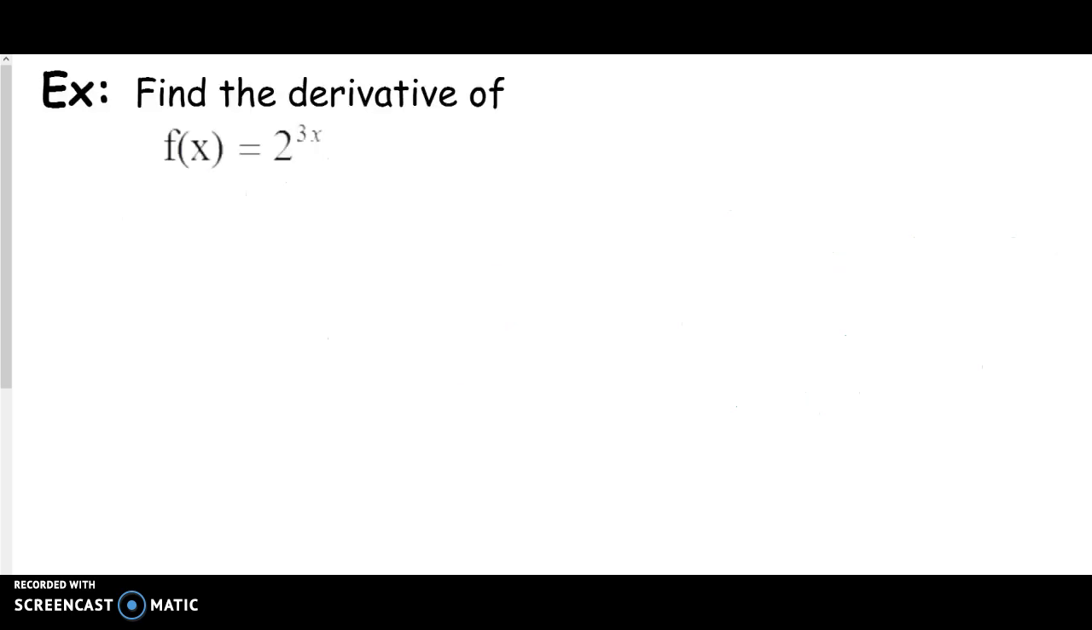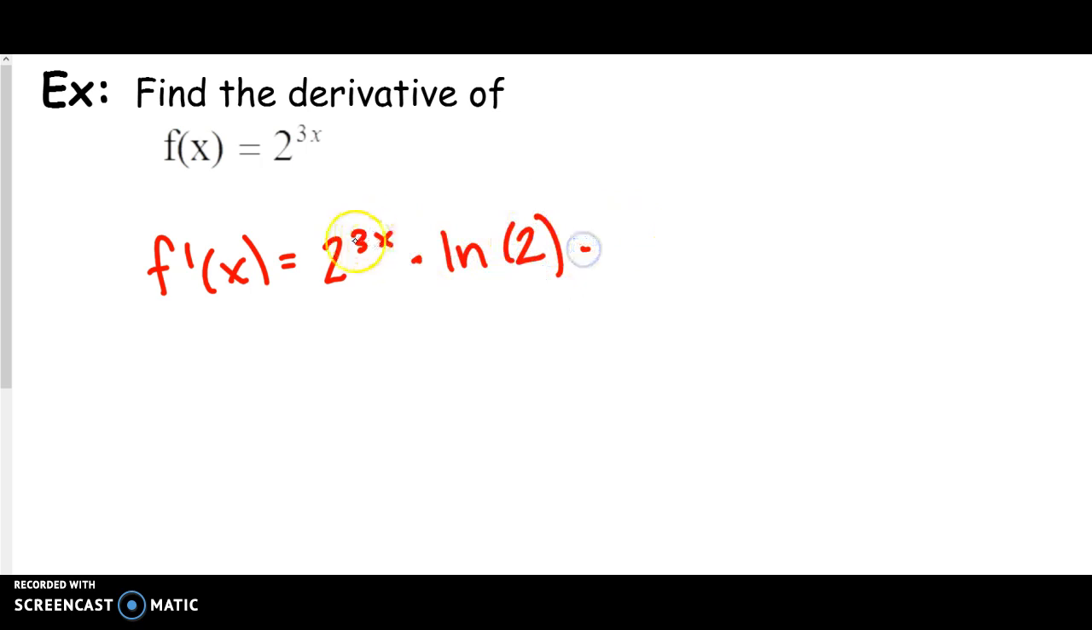Let's put it into action here. So find the derivative of f of x. Okay, well, we now know this awesome rule. F prime of x is going to be itself times the natural log of its base times the derivative of its exponent, which is just 3.